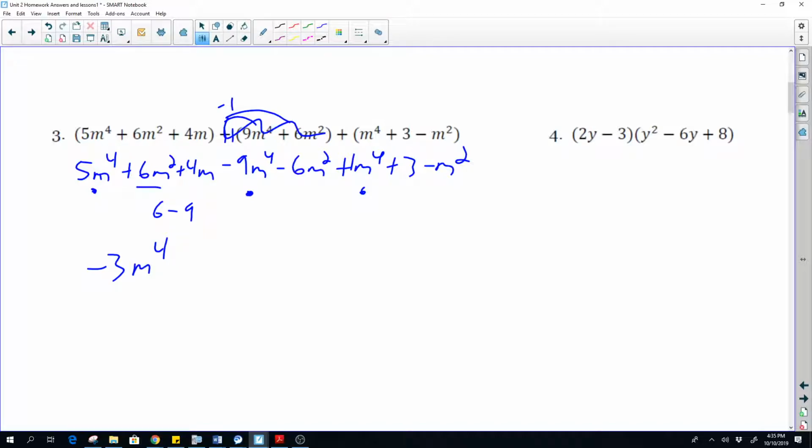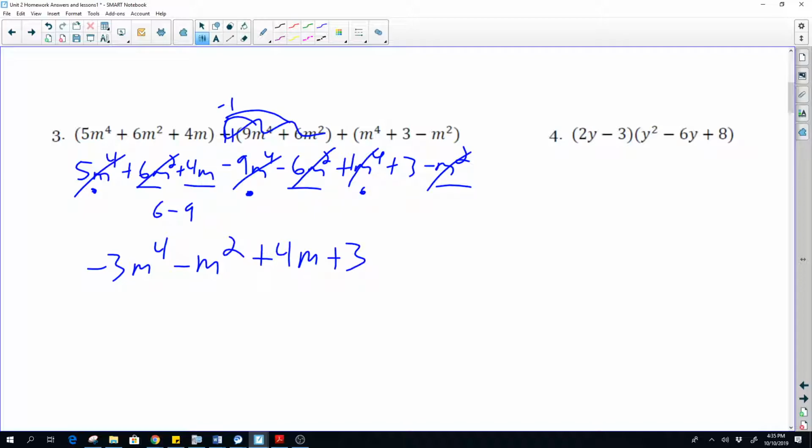Then we have a 6m squared and a -6m squared and a -m squared. So those two will cancel. 6 minus 6 is 0, goes away. So we just have a -m squared. Beautiful. Then what do we have left? Let's see. M to the 4th was done. Excellent. That's done. So we have a 4m left, and we already added the plus 1m to the 4th power, so we get rid of that one. So we just have a 4m left and a plus 3.